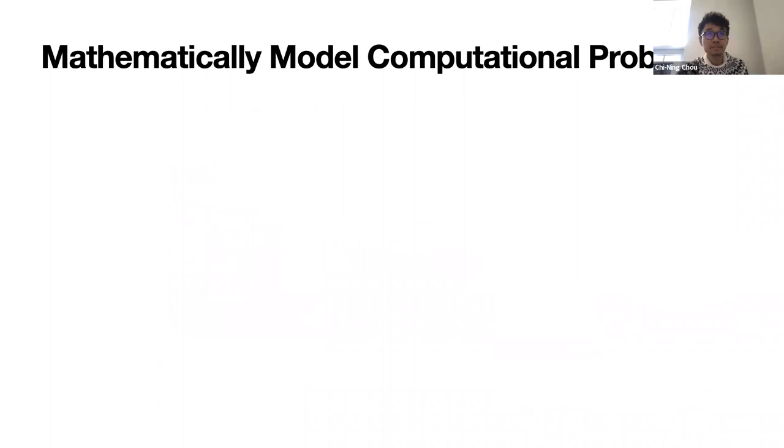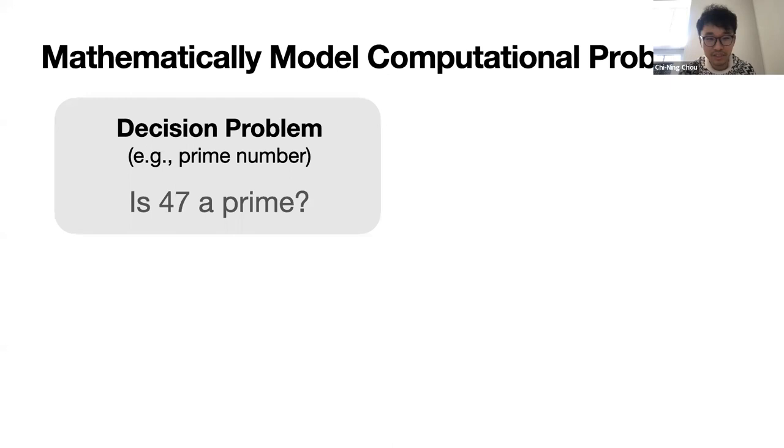So how do people mathematically model computation, or what I now call computational problems? There can be multiple types. First, it could be a decision type, meaning that I'm asking you a yes or no question. For example, I can give you a number and ask whether it's a prime number or not, like is 47 a prime or not. And yes, it is.